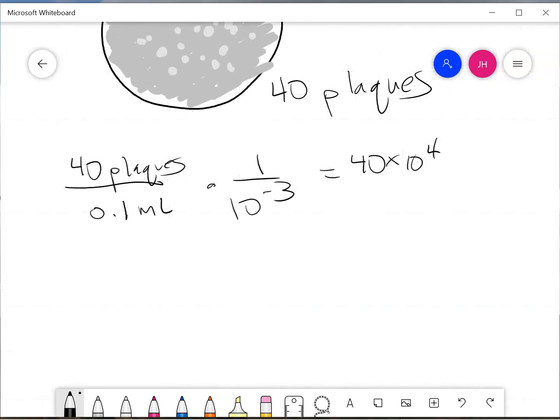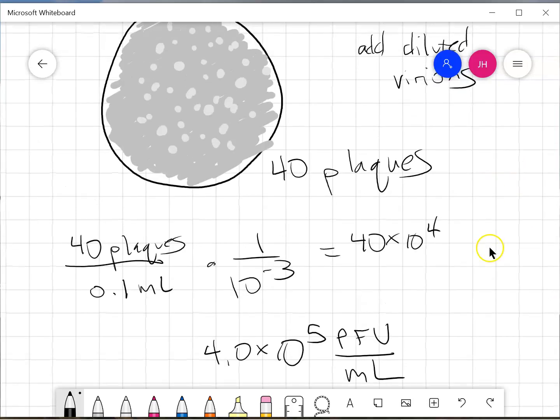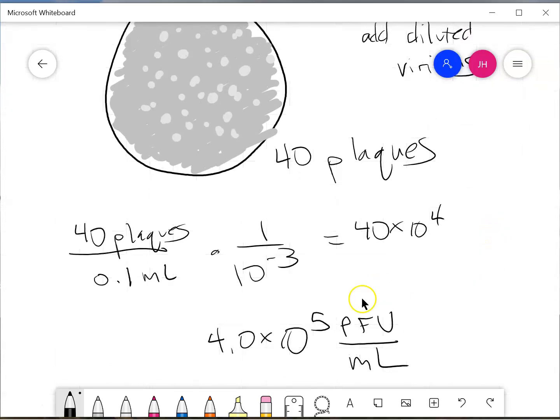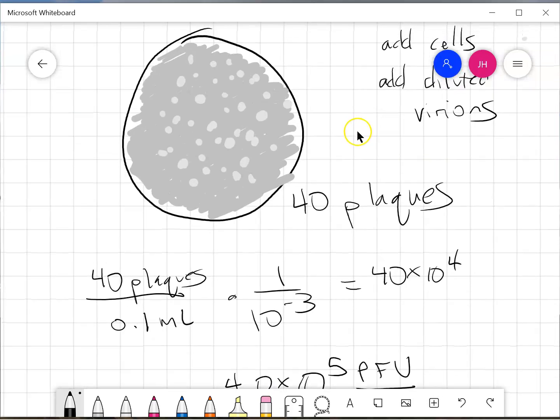So our final answer is 4.0 times 10 to the 5th. And what are our units? Well, this is going to be plaque forming units per milliliter. 4 times 10 to the 5th plaque forming units per milliliter. And so we'd go back to our original sample and we would know there were 4.0 times 10 to the 5th of whatever forms a plaque, it's probably one virion, per milliliter. It doesn't tell us how many inactive virions are in there. It doesn't tell us how many dead ones. It just tells us how many things are in there that are capable of forming a plaque. And this is the plaque assay.